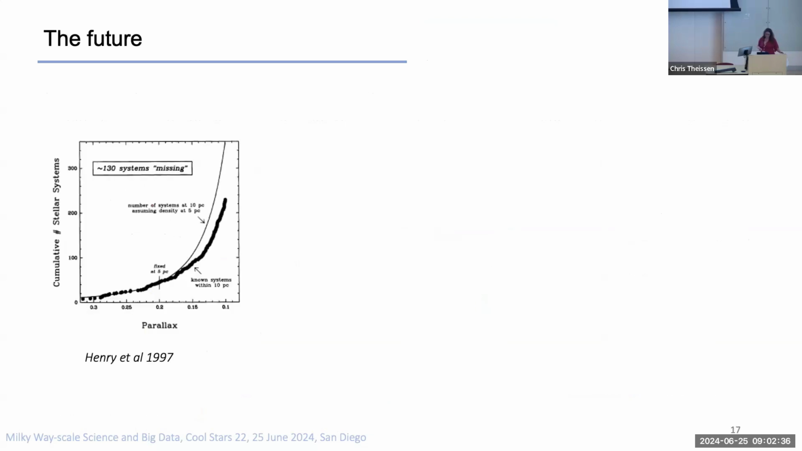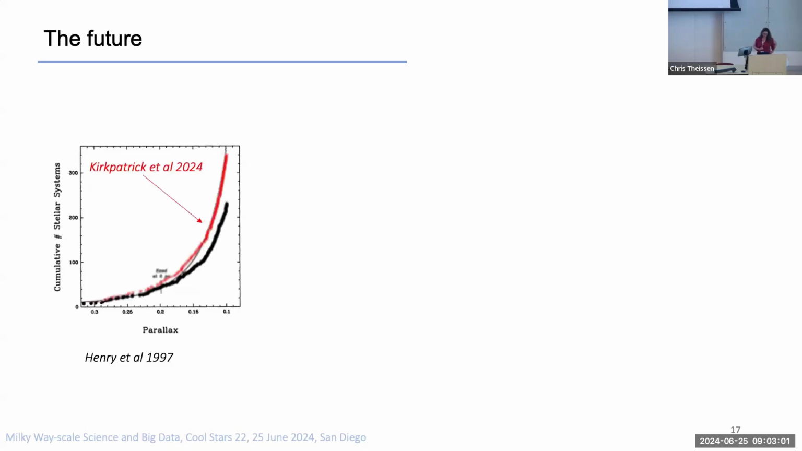So what next? Are we all done? So Henry et al. asked this question some time ago. So you have here the known systems at this time. And assuming that we know everything at 5 parsec and the density is constant, you can extrapolate. And you see that at 10 parsec, you have 130 missing systems. So today, it seems that, okay, we are done.